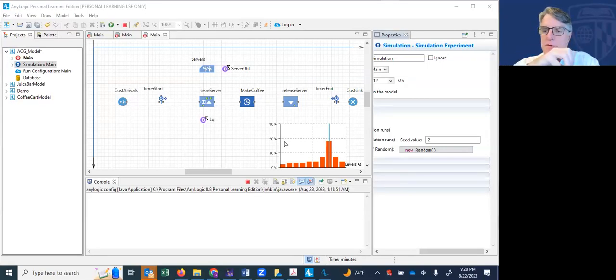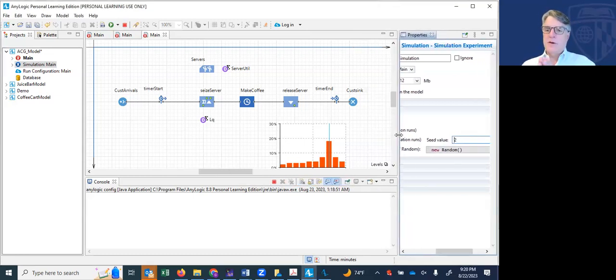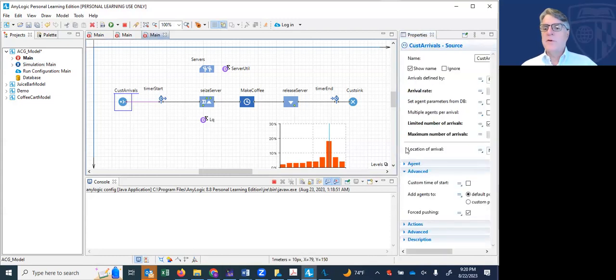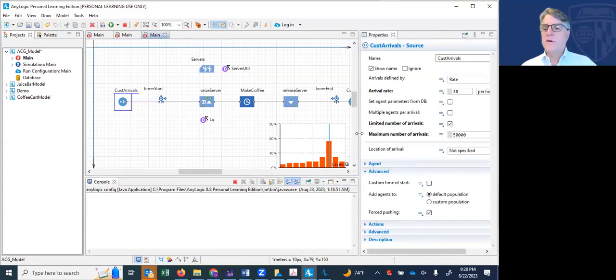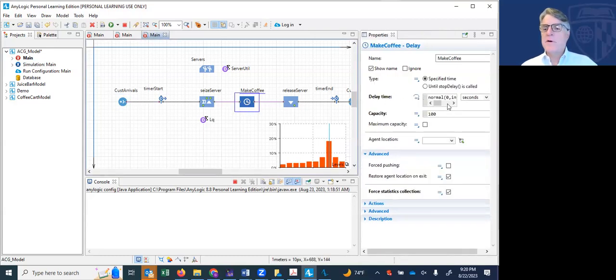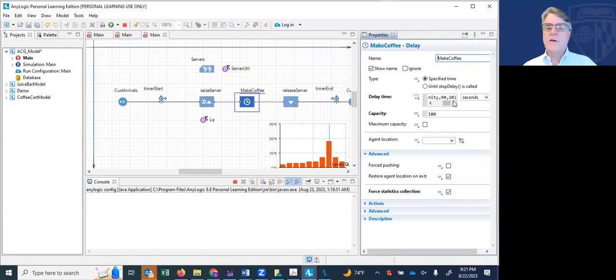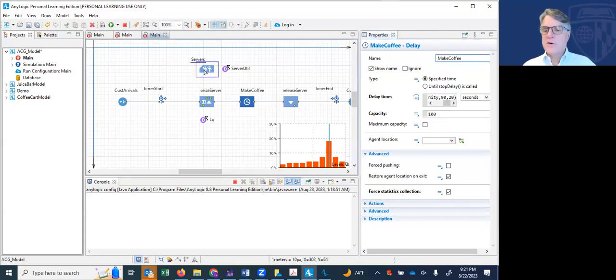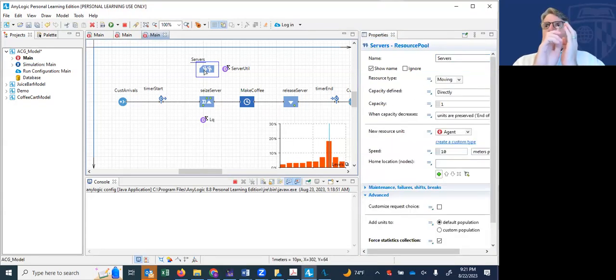So let us go through the different human options. We've got the thing currently set up now with folks arriving at the rate of 38 per hour. Let's just review that. There it is, 38 per hour. And then service times are normal with a mean of 90 and a standard deviation of 20. So you can see that over here. And there's one server.